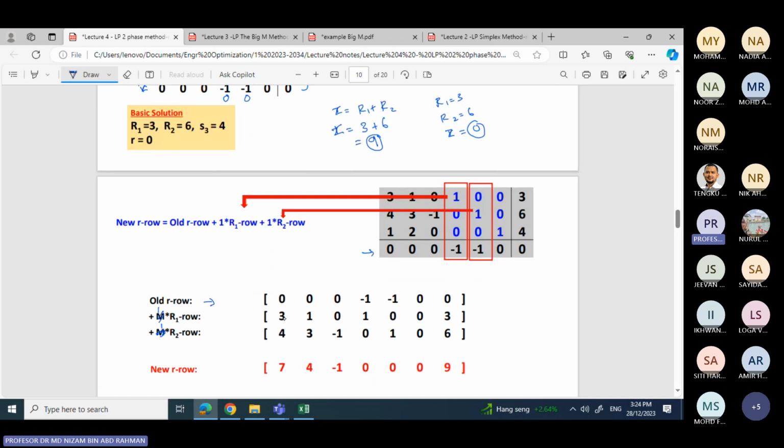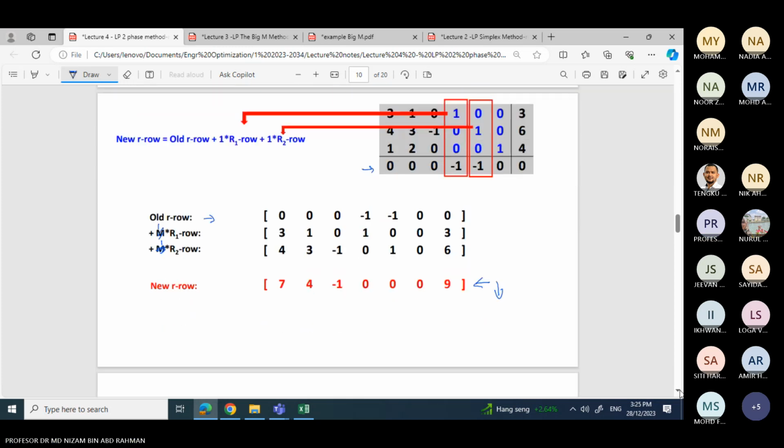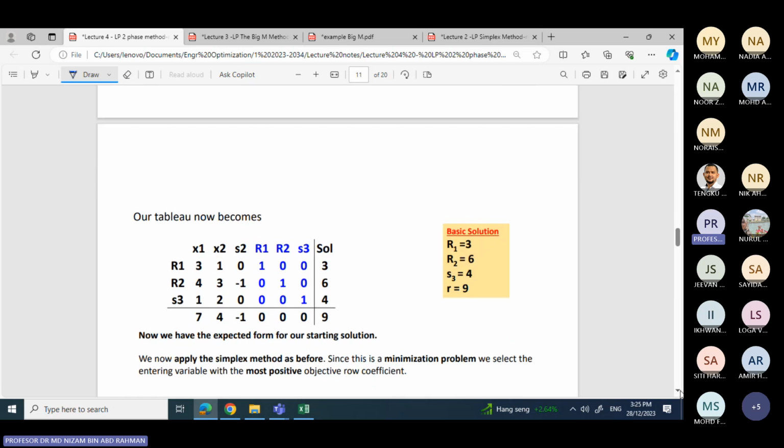And when you add them up, 3 plus 4 is 7, 1 plus 3 is 4, this is minus 1, 0, 0, 0, and 9. So this will be the new R row, and we substitute that into the earlier table. So now the table will look like this. So no change here, still the same.